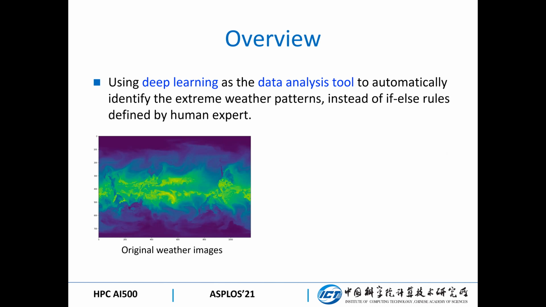As shown in the figure, the weather images are processed at level 1, which is essentially an object detection task.